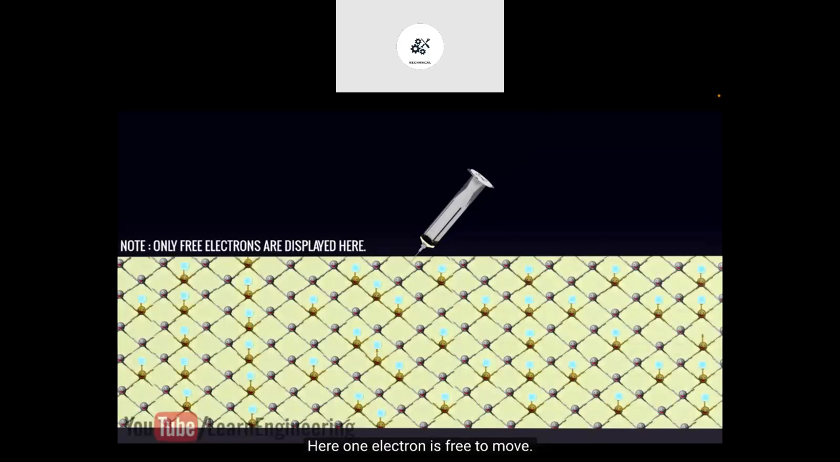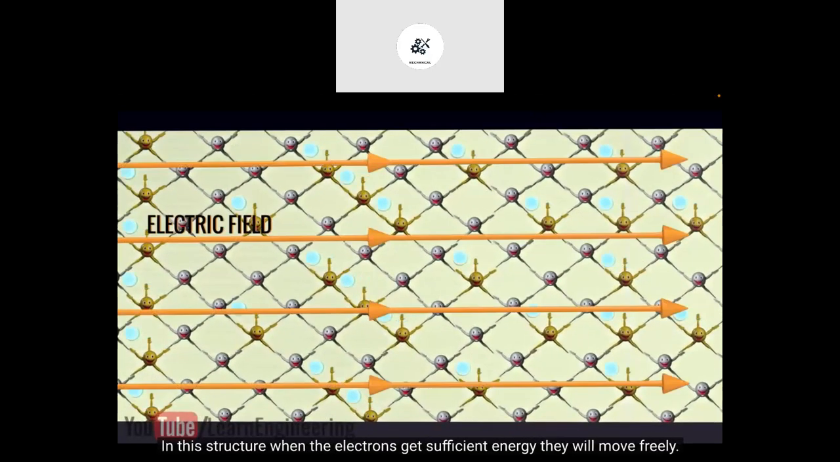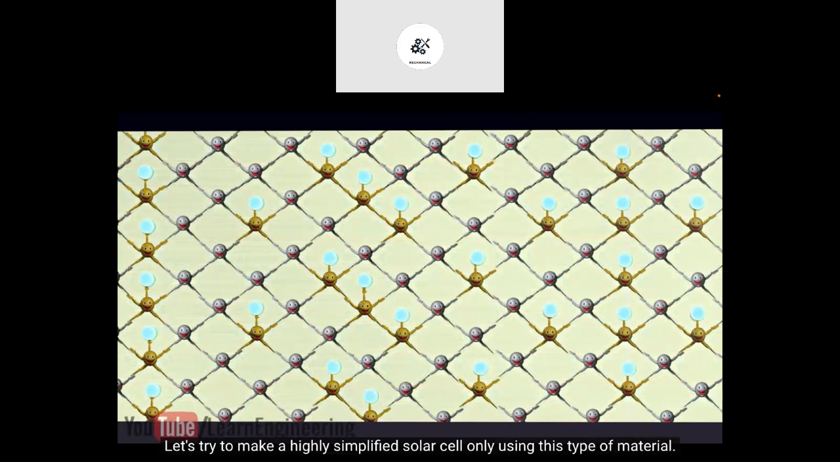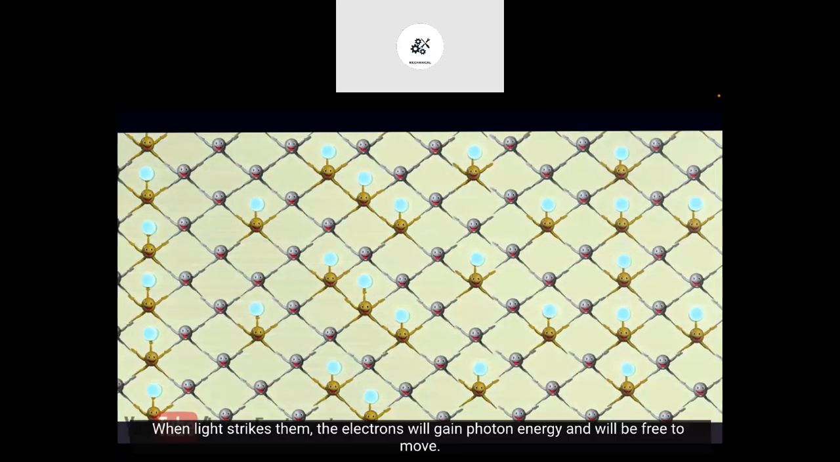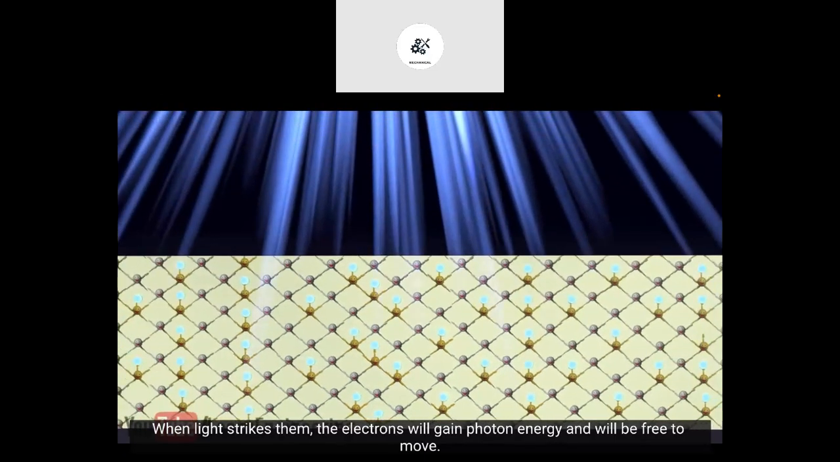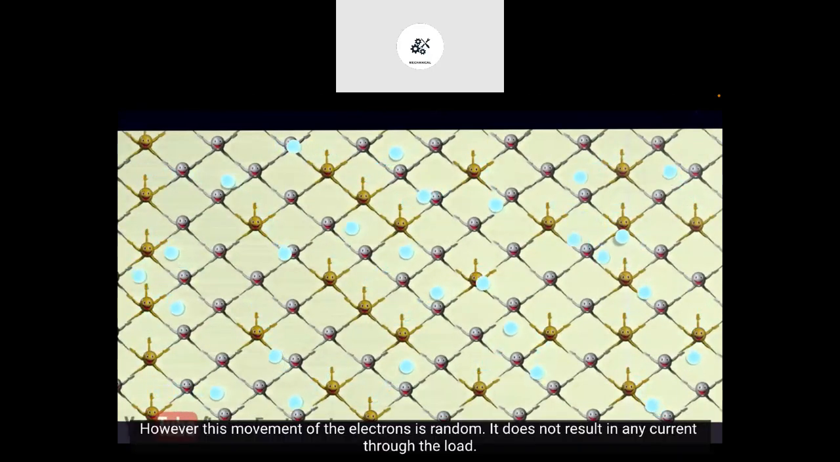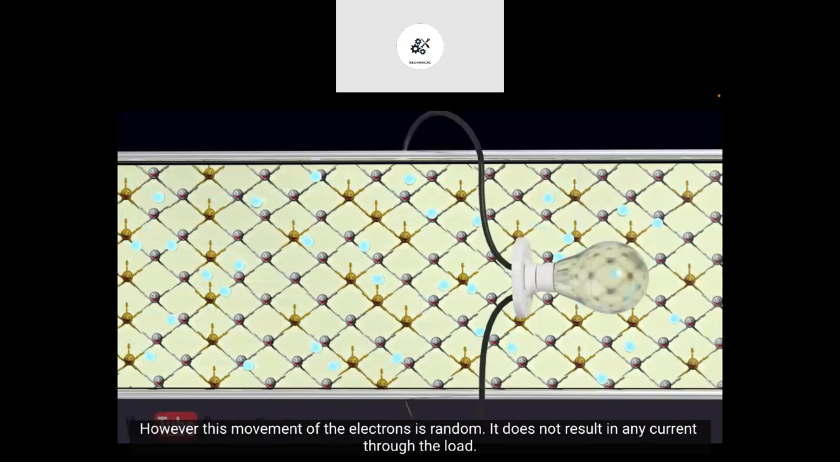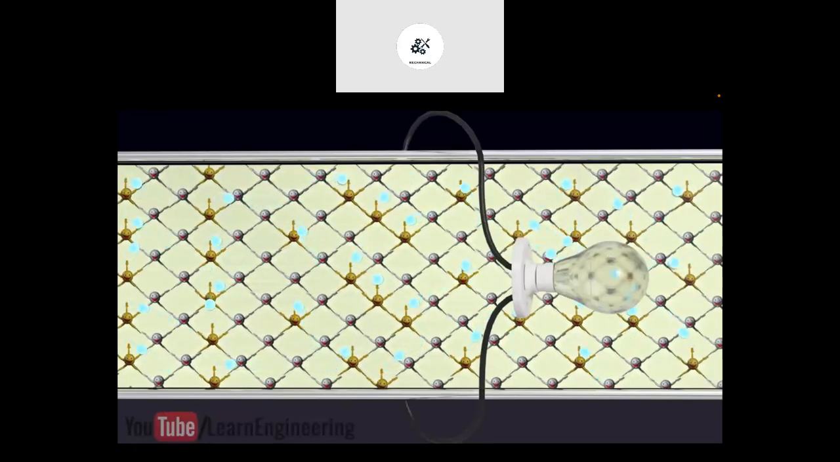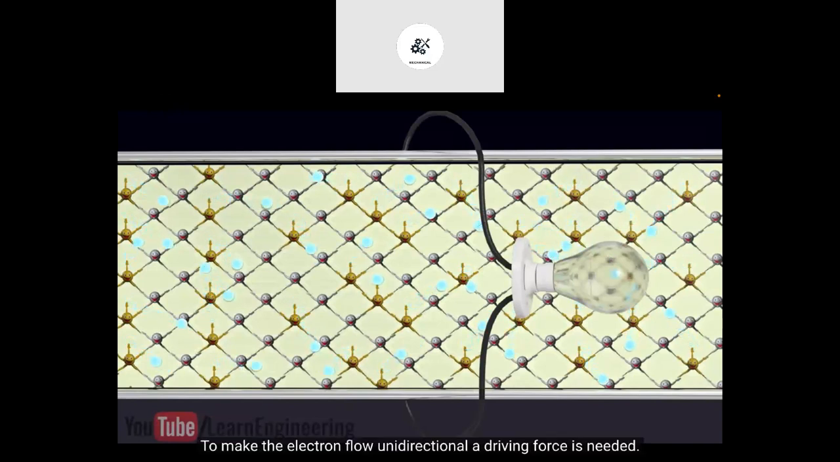Assume that phosphorus atoms with 5 valence electrons are injected into it. Here, one electron is free to move. In this structure, when the electrons get sufficient energy, they will move freely. Let's try to make a highly simplified solar cell only using this type of material. When light strikes them, the electrons will gain photon energy and will be free to move. However, this movement of the electrons is random. It does not result in any current through the load.